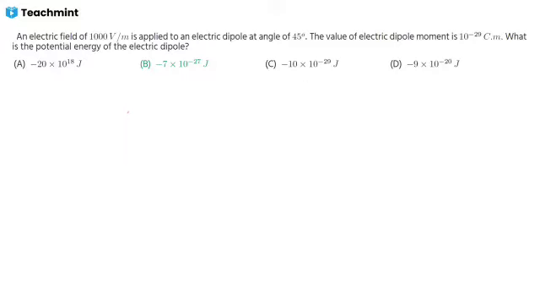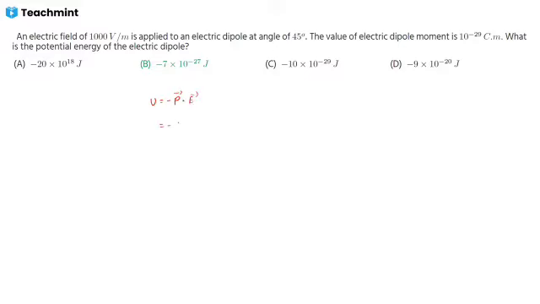An electric field of 1000 volt per meter is applied to an electric dipole at an angle of 45 degree. The value of electric dipole moment is 10 power minus 29 coulomb meter. Now, what is the potential energy of the electric dipole? Potential energy they are asking, children: minus P bar dot E bar.